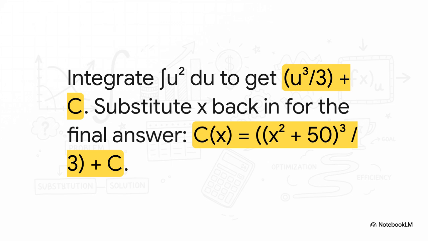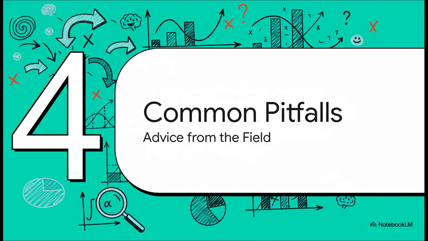the constant of integration. In a business context, this c is super important. It often represents your fixed costs, things like rent or salaries that you have to pay even if you produce 0 units. But we are not done yet. The final, absolutely crucial step is to substitute x back in. We replace u with its original definition, x squared plus 50, to get our final total cost function in terms of x. Okay, the process itself is pretty straightforward.